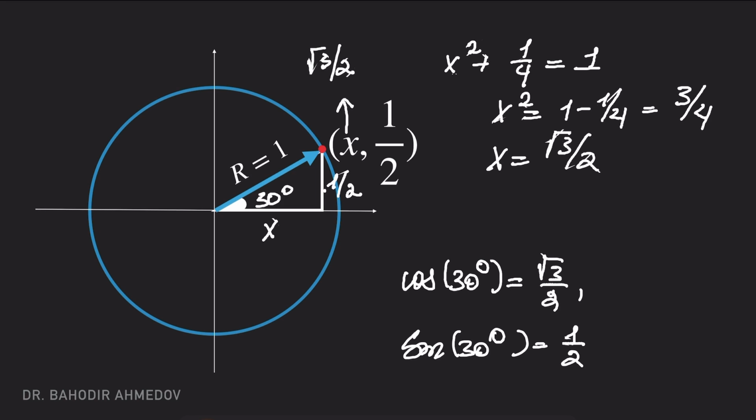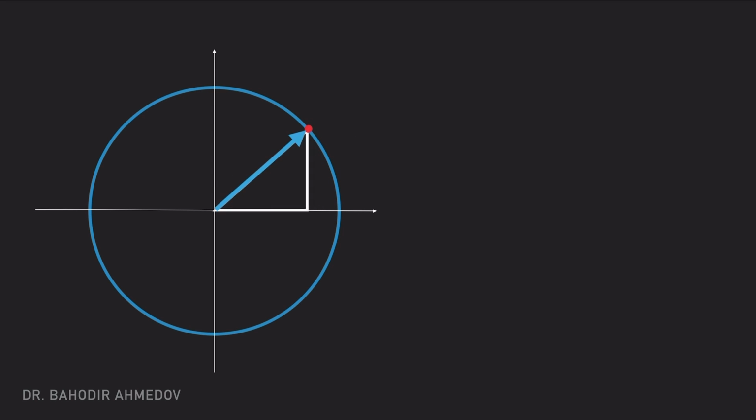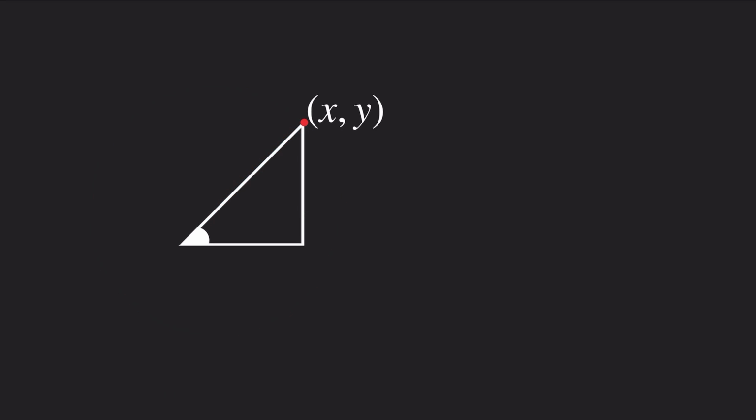So I would like to continue rotating this terminal line up to some angles and figuring out the coordinates of the points and consequently the values of the trigonometric functions. So now if I rotate the terminal line up to 45 degrees, then I will get this triangle. And again, I need to figure out the coordinates of this red point. So now let's look at this triangle in more detail.